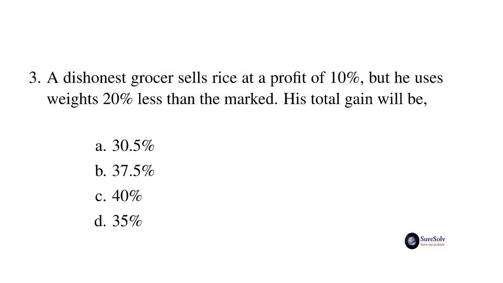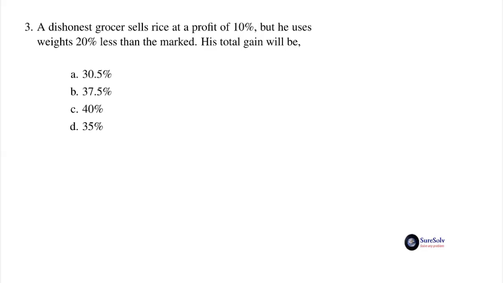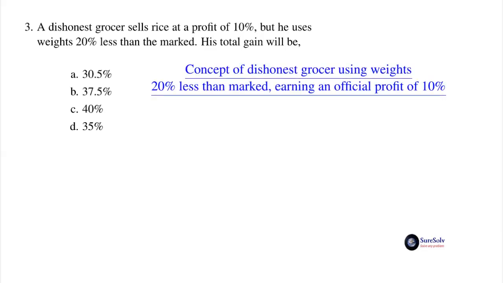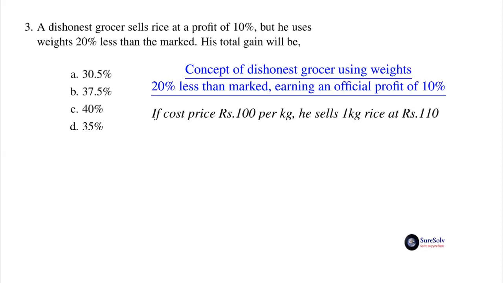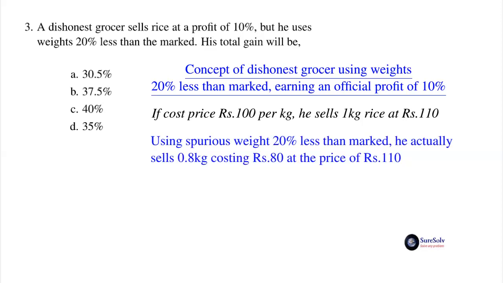Third question. A dishonest grocer sells rice at a profit of 10%, but he uses weights 20% less than the marked. Find his total gain. The dishonest grocer uses spurious weights 20% less than the marked weight and earns a profit of 10% officially. Mark the word officially. This means if ₹100 per kg were the cost price, he sells 1 kg rice at ₹110, right? But as he uses spurious weights 20% less than the marked weight, he actually sells 0.8 kg rice costing ₹80 at a price of ₹110.